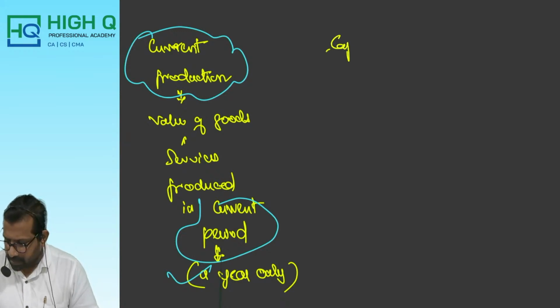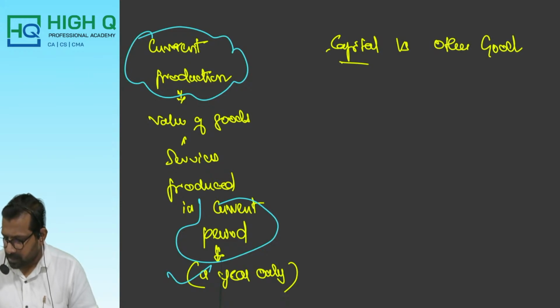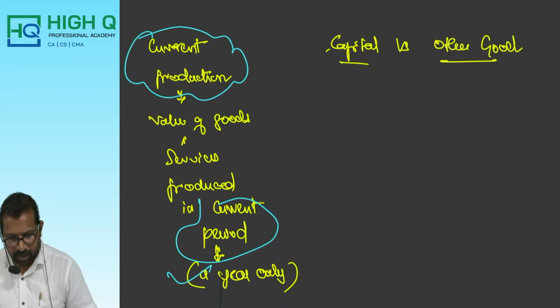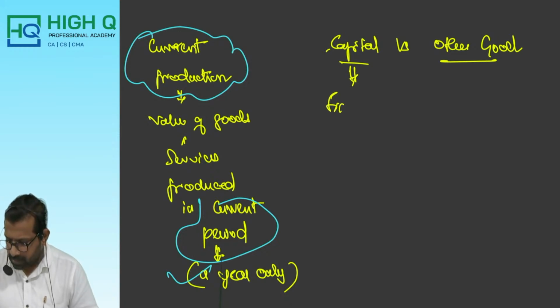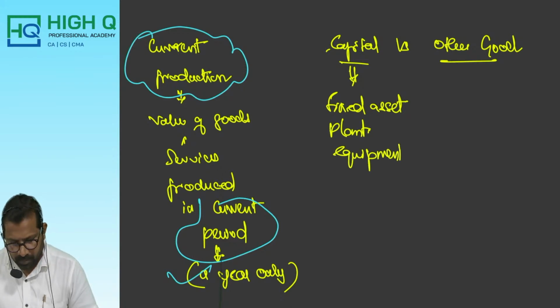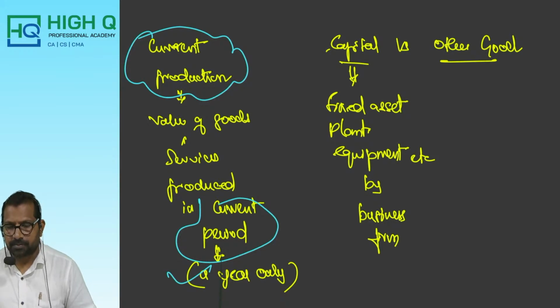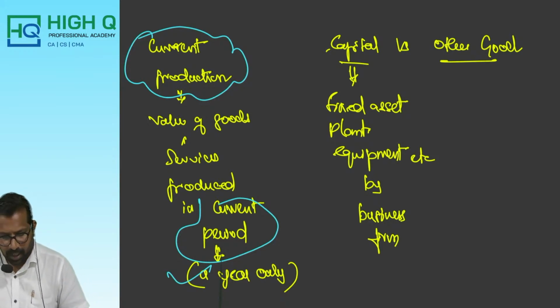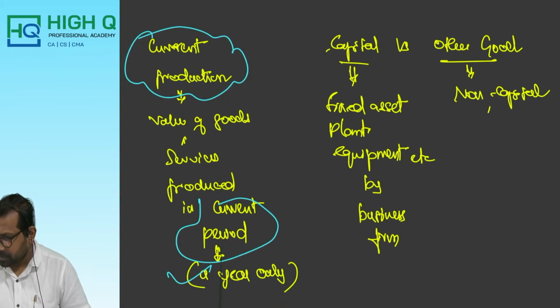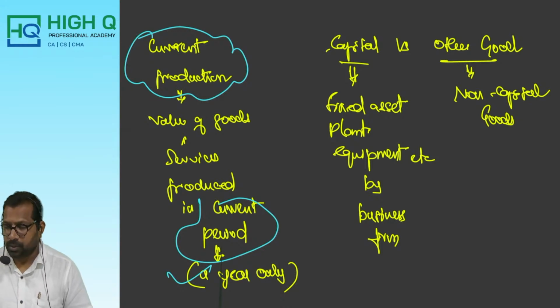The next one is capital versus other goods. Capital goods are called fixed assets, plant, equipment, etc., used by a business firm. Other goods are called non-capital goods.